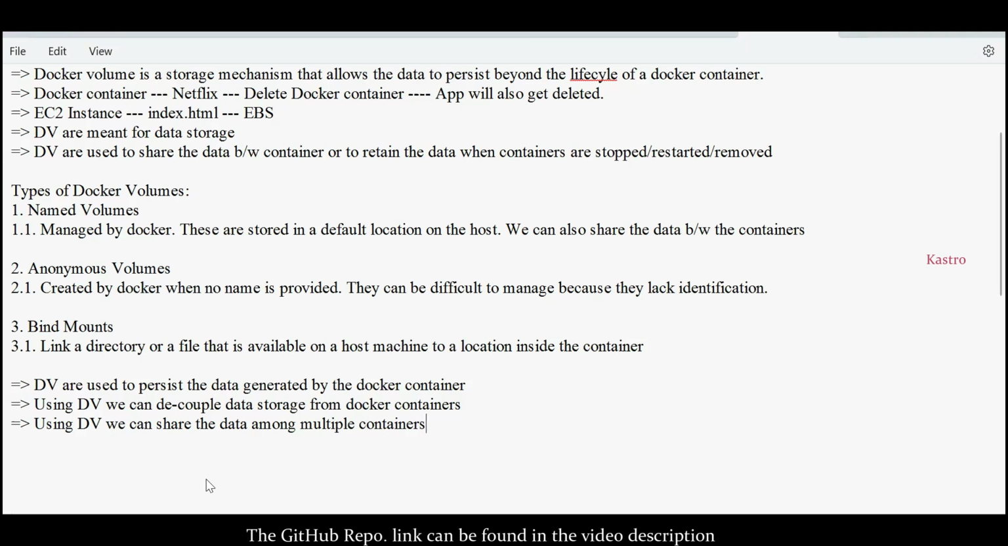Suppose, let's say, you delete a Docker container. Will the Docker volume get deleted? No.